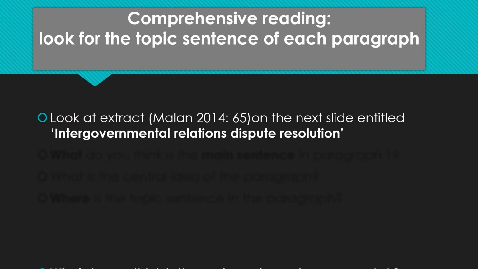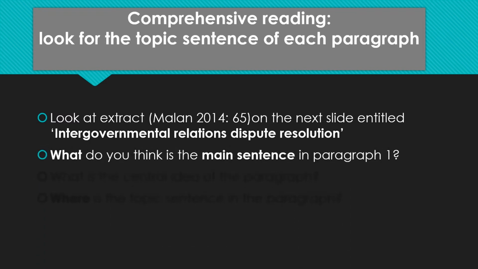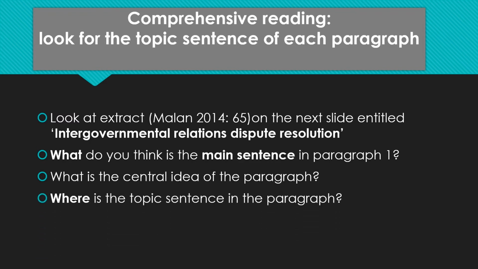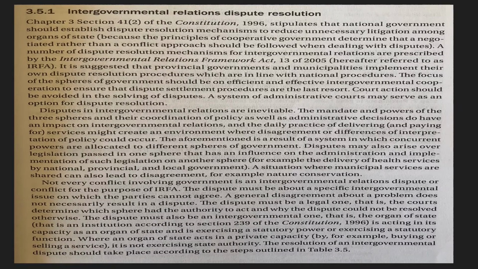I want you to look at the extract from Milan, which is printed on the next slide. And I want you to ask yourself the questions. What do you think the main sentence in paragraph 1 is? Another way to find the main point is to ask yourself, what is the central controlling idea of this paragraph? Where is the main sentence in this paragraph? So let's go and have a look at that abstract. You will see that in the first paragraph, the topic sentence is actually the first sentence of the paragraph.